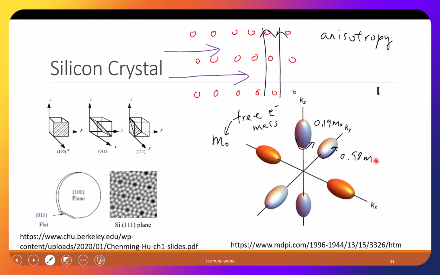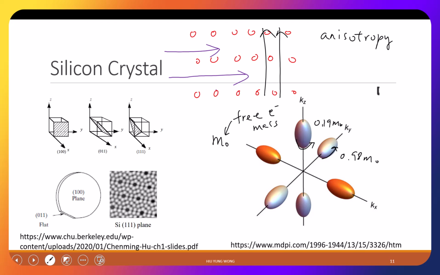So in silicon, you have the so-called 6 valleys. We don't go into details, just trust me. Your electron can reside in each of these valleys. Now, this is not real space. This is not x, y, z. This is kx, ky, kz, which is the momentum space, right?